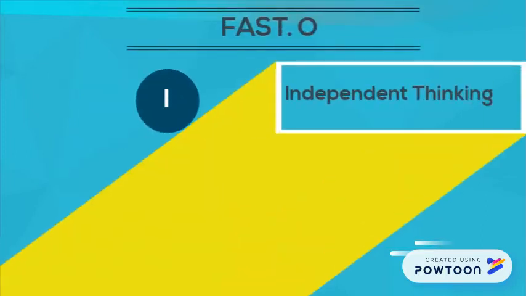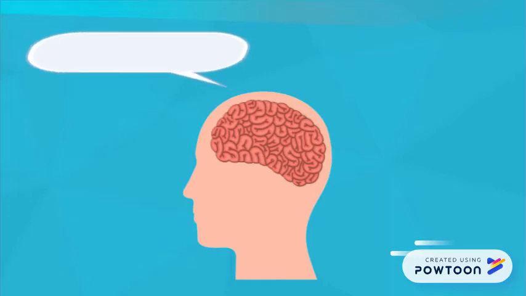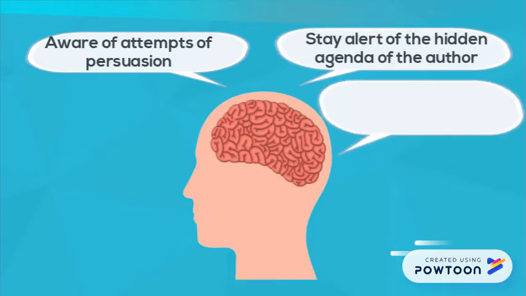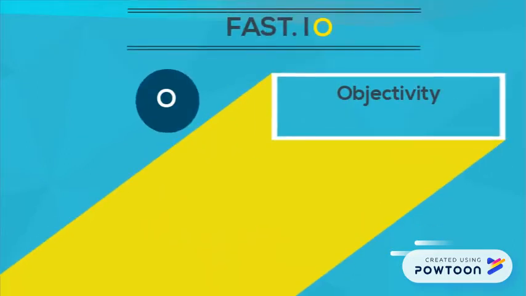And this will lead to the next section of Fast.io, independent thinking. After viewing the article, one must develop her stand and be aware of attempts of persuasion through obscuring or misrepresenting standpoints and evidence. One must also stay alert of the hidden agenda of the author and build his standpoint without unjustified bias. Lastly, to develop objective opinion.